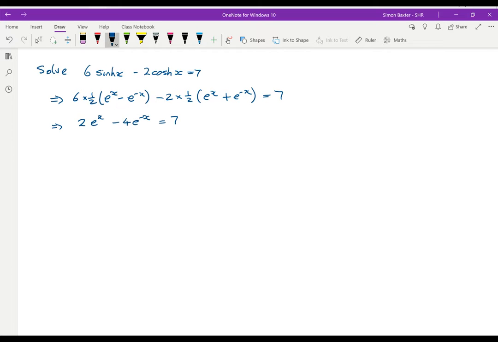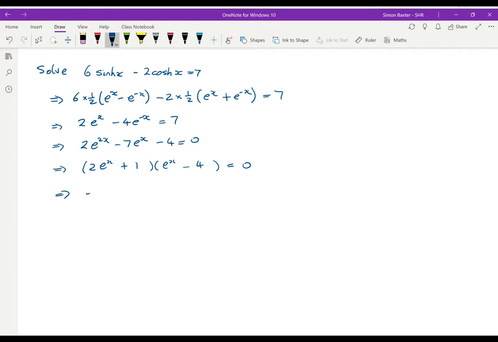If we now multiply by e to the x and subtract 7e to the x from each side, we have a quadratic equation. Always nice to see if they factorize. If it does, it's got to be 2e to the x and e to the x. I want to have minus 7, and that will do it for me.